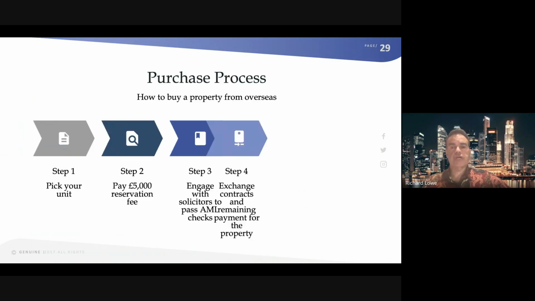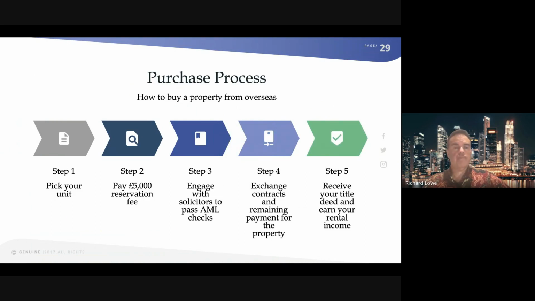So the purchase process is quite simple. Step one is to pick your property. Step two, there's a 5,000 reservation fee, which will take it off the market. Then you get into the legals, exchange contracts, and receive your title deed and earn your rental income. There's no void period. The day that you complete on your property is the day that you start accruing the rental. And as I mentioned, most of these properties are freehold. And typically, this process takes about 1 month.